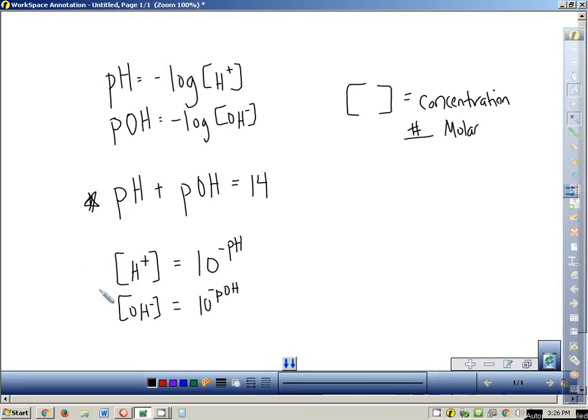And down here at the bottom we have basically how to work in reverse. You have how to find the concentration of the H and how to find the concentration of the OH. Both of them are 10 raised to the negative whatever, like the negative pH for the H's or the negative pOH for the OH minus. So let's see what that's going to look like.